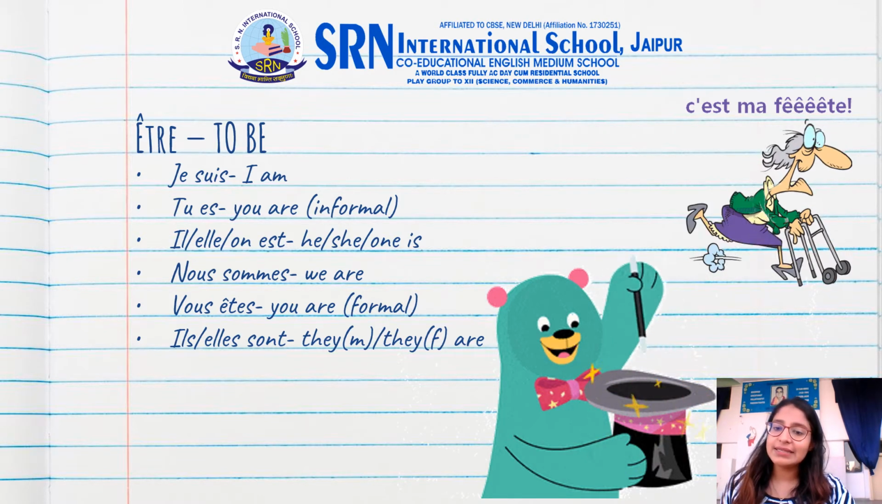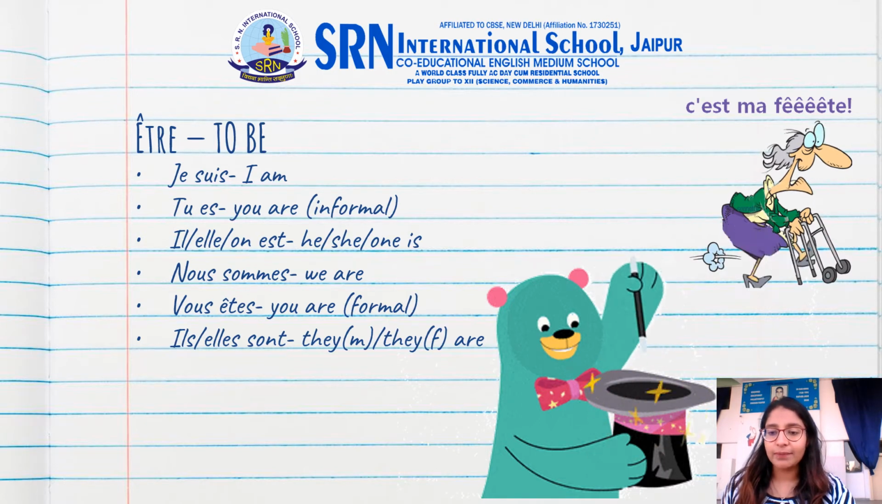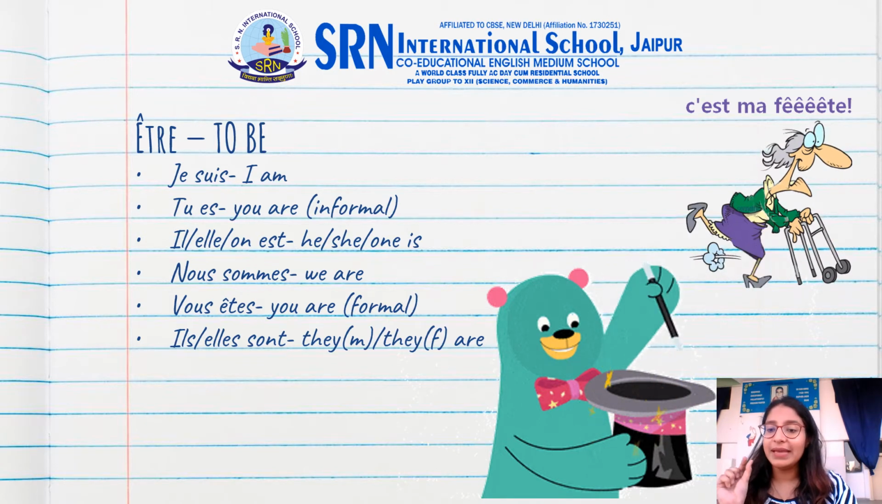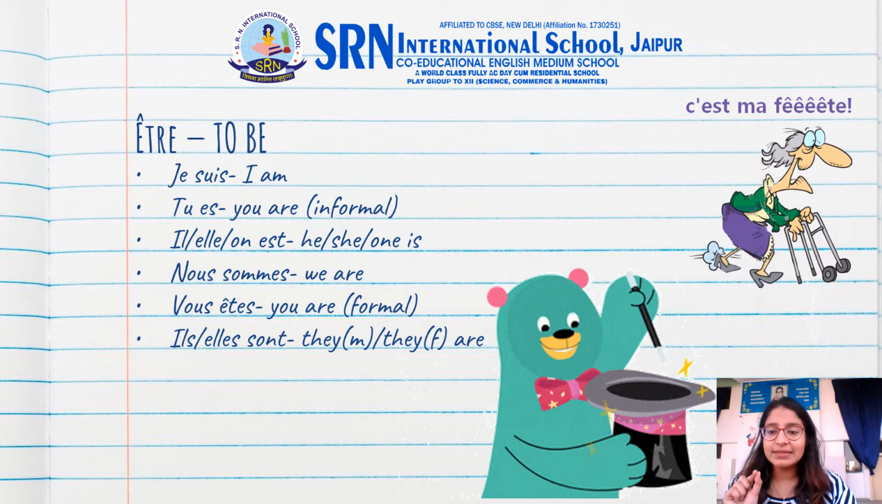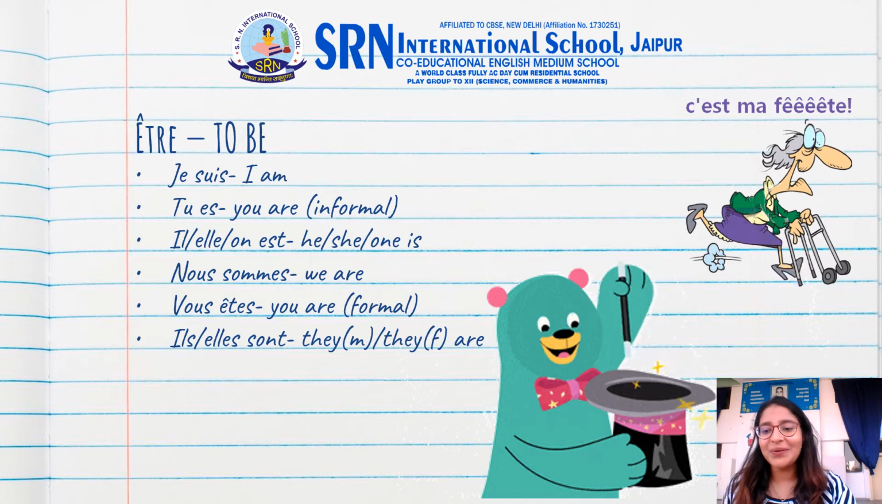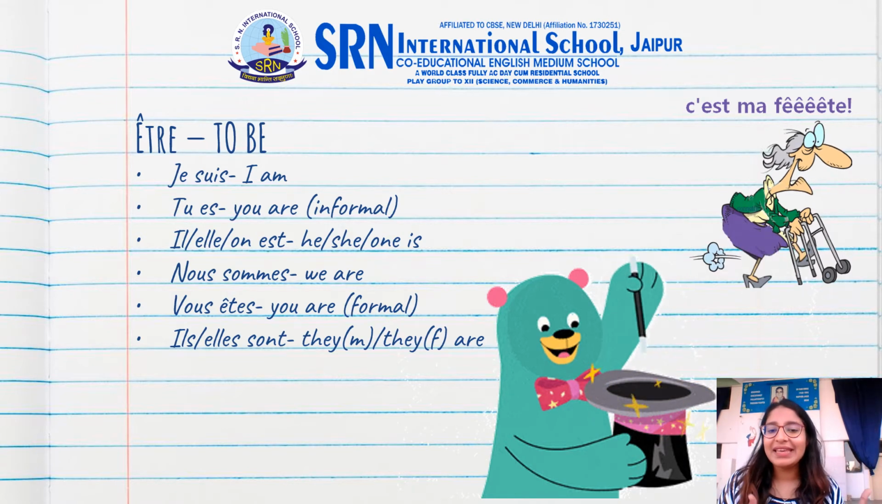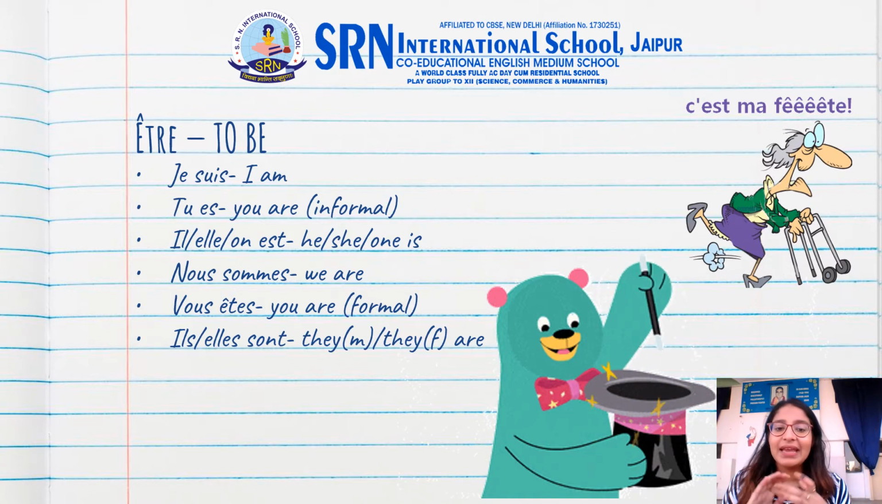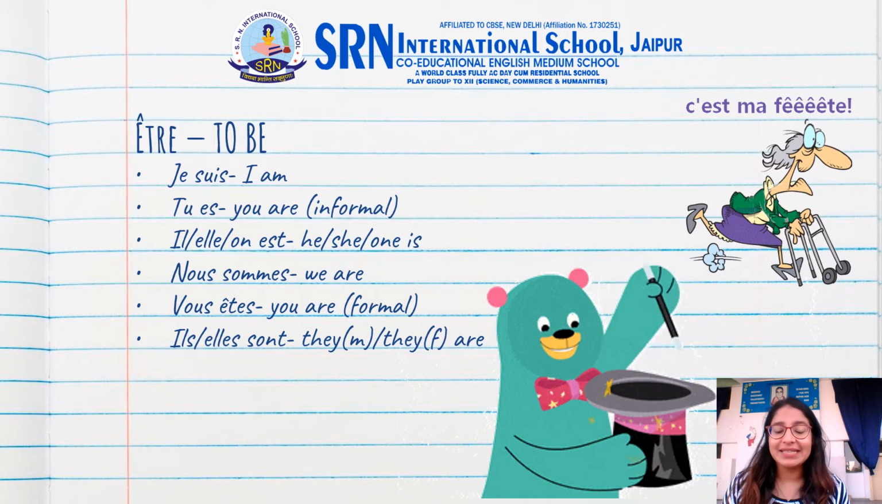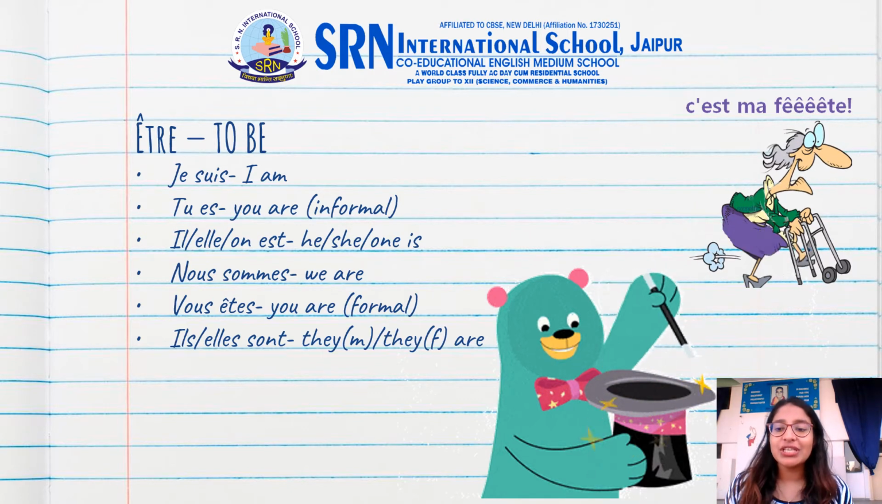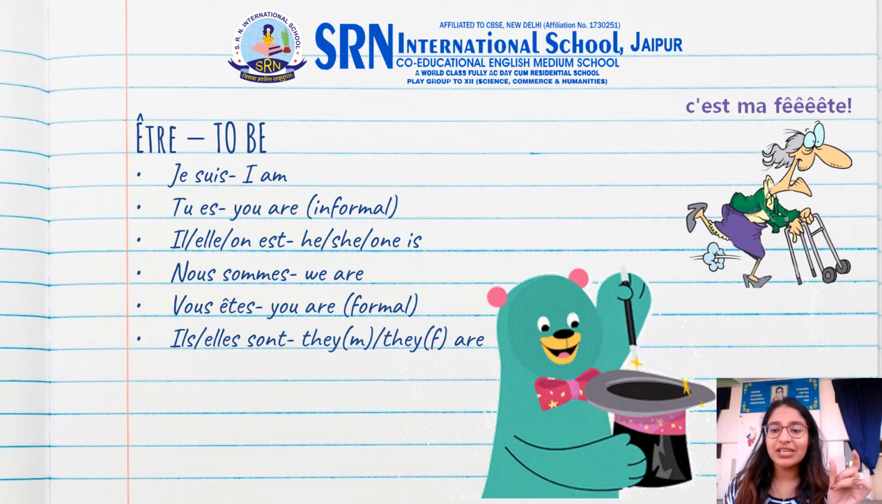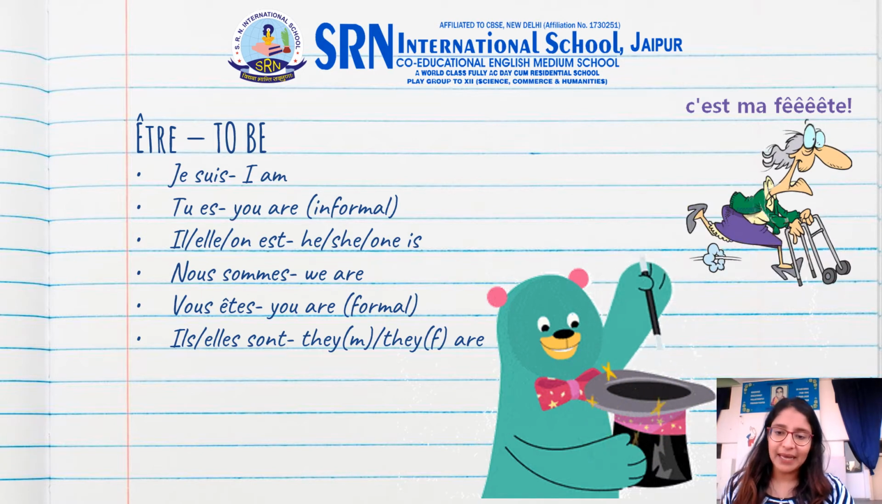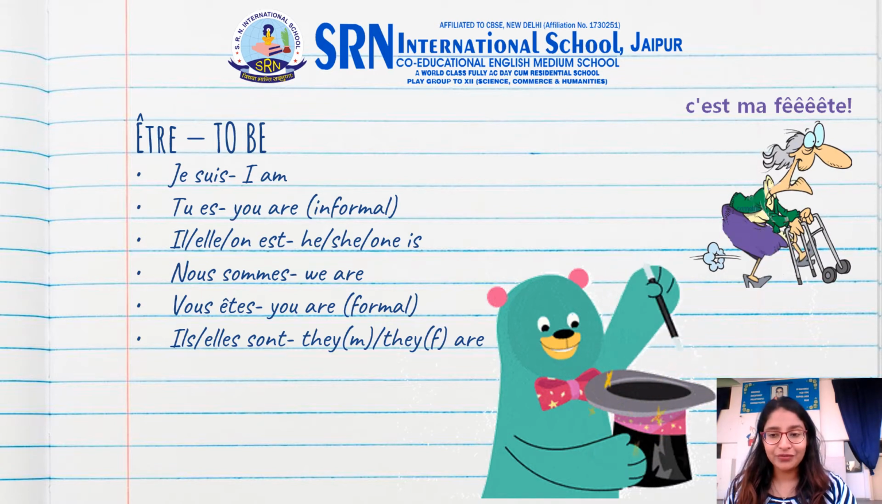Now let's see an example. He is tall. Now here we are using the verb is. He is our subject. Is is our verb, and tall you can say is our object. So he is tall. This will be il est grand. Let's see another example. She is kind. Again, she is the subject, is the verb, kind is your object. So elle est sympathique.